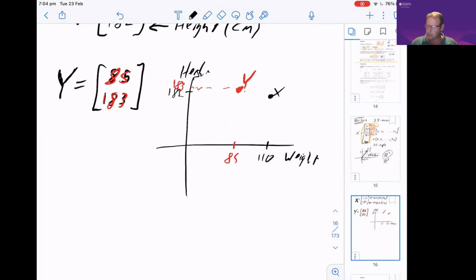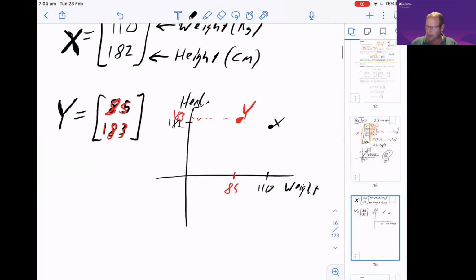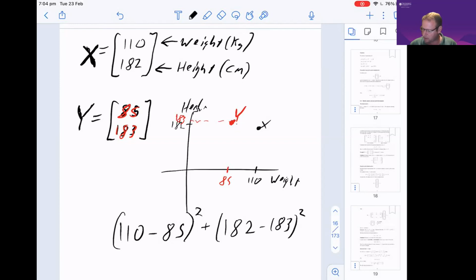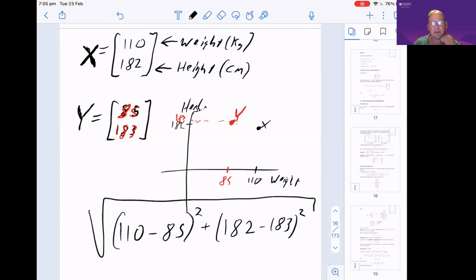So what we can do, we'll say the distance is, I'll just do it manually for a second. I'll just do 110 minus 85 squared plus 183 minus 100, or let me just be consistent here. So I'll do 182 minus 183 squared, the square root of that. This was discovered by humanity, well, the Euclidean plane much later, but this thing, which is based on Pythagoras' theorem pretty much, was discovered 2,500 years ago.